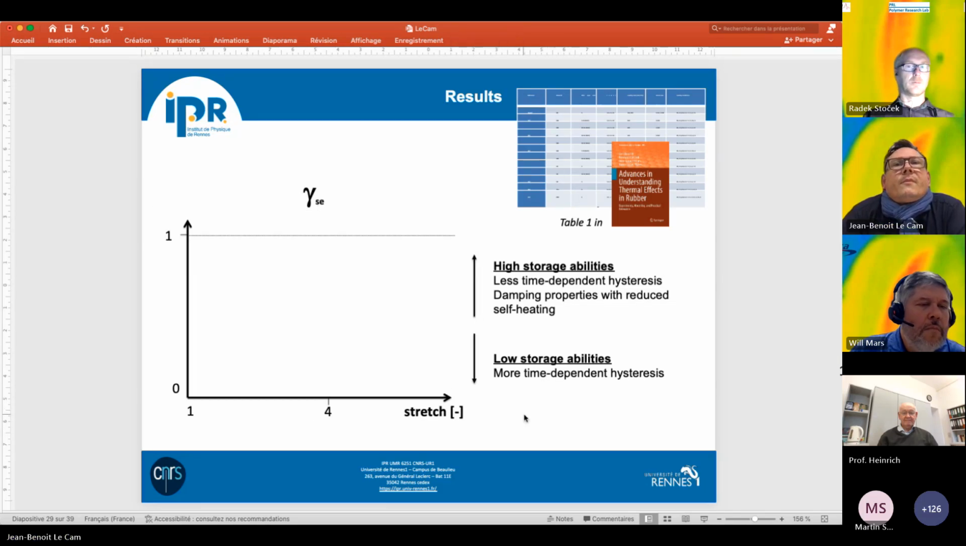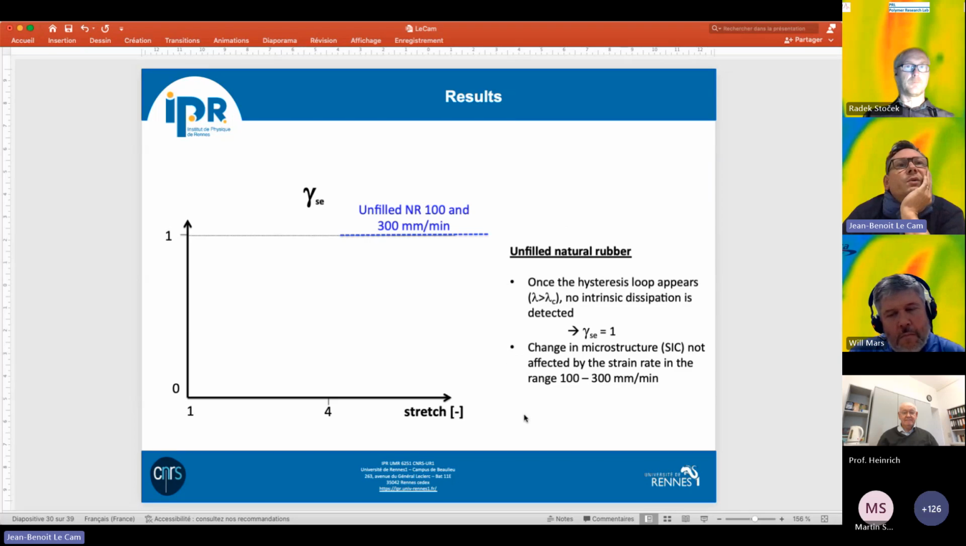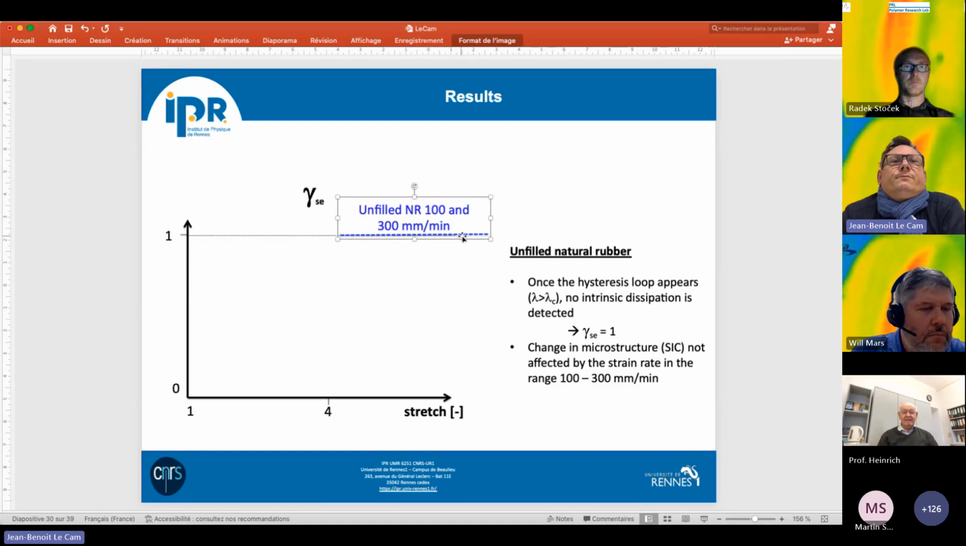Okay, so what I plot now is the response, the energetic map or response of different materials. Okay, the first one is an unfilled natural rubber. So this is a first interesting illustration, because you have a hysteresis loop, so you can calculate this coefficient only from lambda 4, for which a hysteresis loop forms because crystallization starts. Okay, and the hysteresis loop is not really dependent on the strain rate.